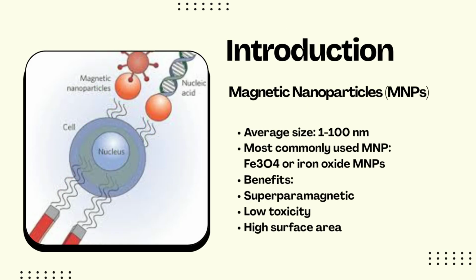Next, magnetic nanoparticles, also known as MNPs. These particles typically have an average size between 1 to 100 nanometers. The most commonly utilized MNPs are Fe3O4, or iron oxide nanoparticles.